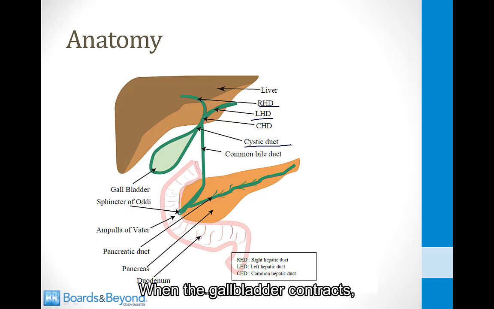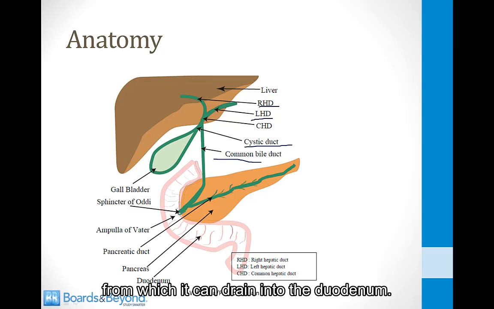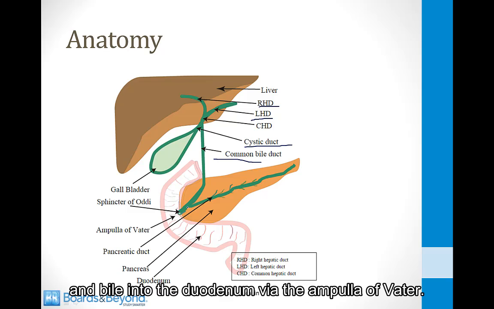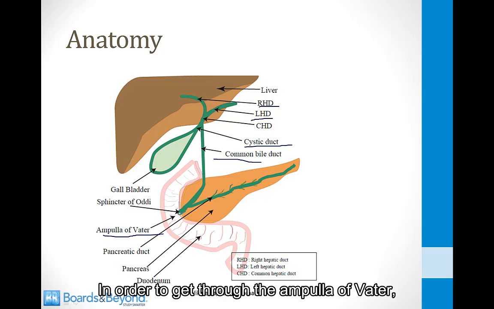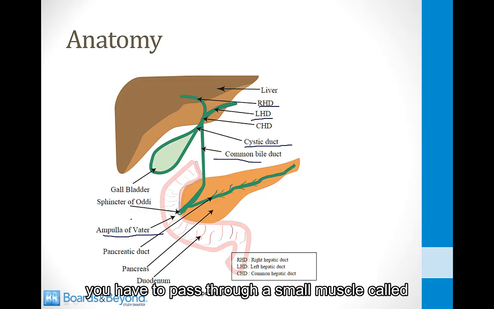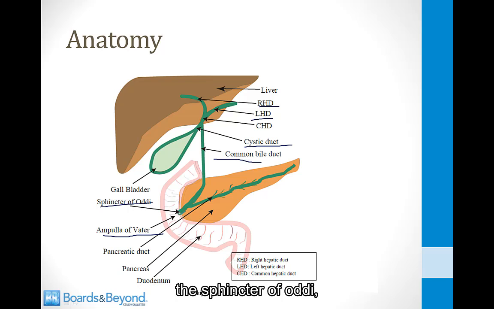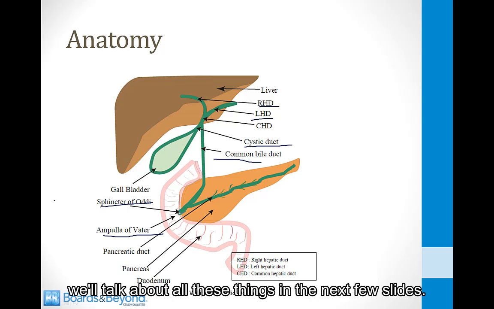When the gallbladder contracts, it can push bile into the common bile duct from which it can drain into the duodenum. The pancreas also has a duct which merges with the common bile duct and then empties pancreatic secretions and bile into the duodenum via the ampulla of Vater. In order to get through the ampulla of Vater, you have to pass through a small muscle called the sphincter of Oddi. We'll talk about all these things in the next few slides.